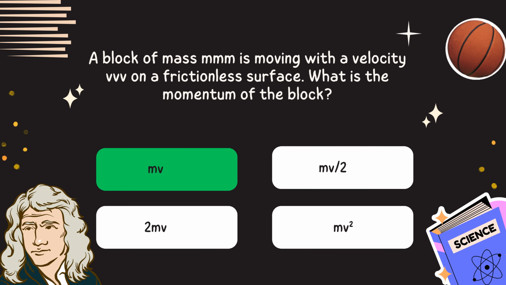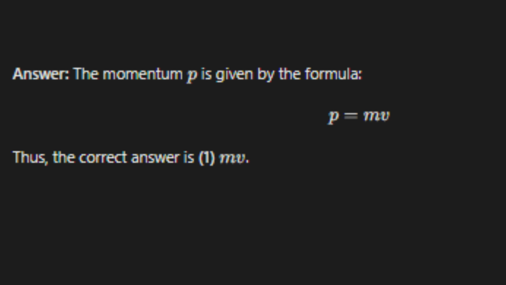Correct answer is mv. The momentum, p, of an object is defined as the product of its mass, m, and velocity, v. p equals mv. The momentum of the block is mv.